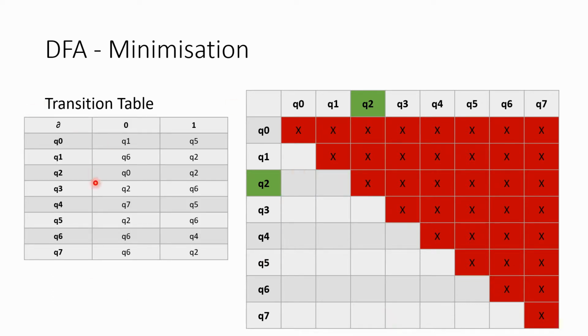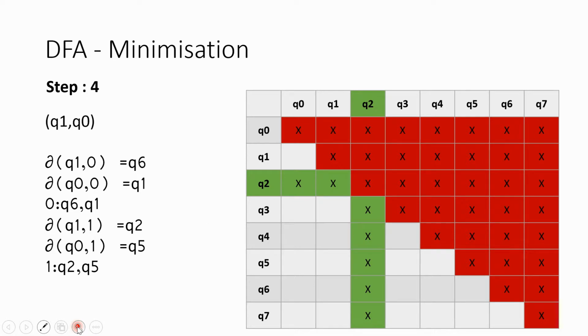This is the transition table for the above problem. We have marked all the states Q0 till Q7 and the input variables 0 and 1, and we have found the transition function for these states.